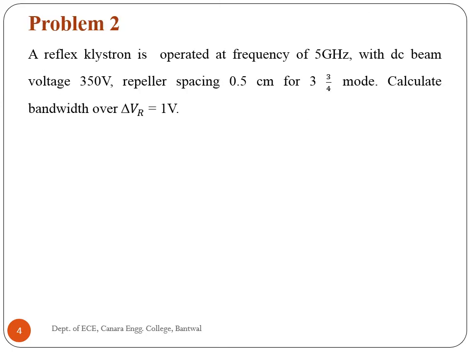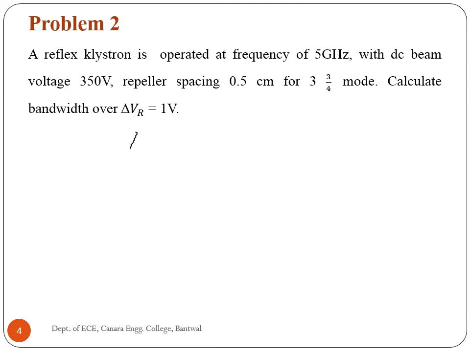Second problem. A reflex klystron is operated at frequency of 5 GHz with DC beam voltage 350 volts, repeller spacing 0.5 cm for 3 into 3 by 4 mode. Calculate bandwidth over delta VR. Rate of change of repeller voltage is equal to 1 volts. Solution. We need to find out the bandwidth over delta VR is equal to 1 volts.